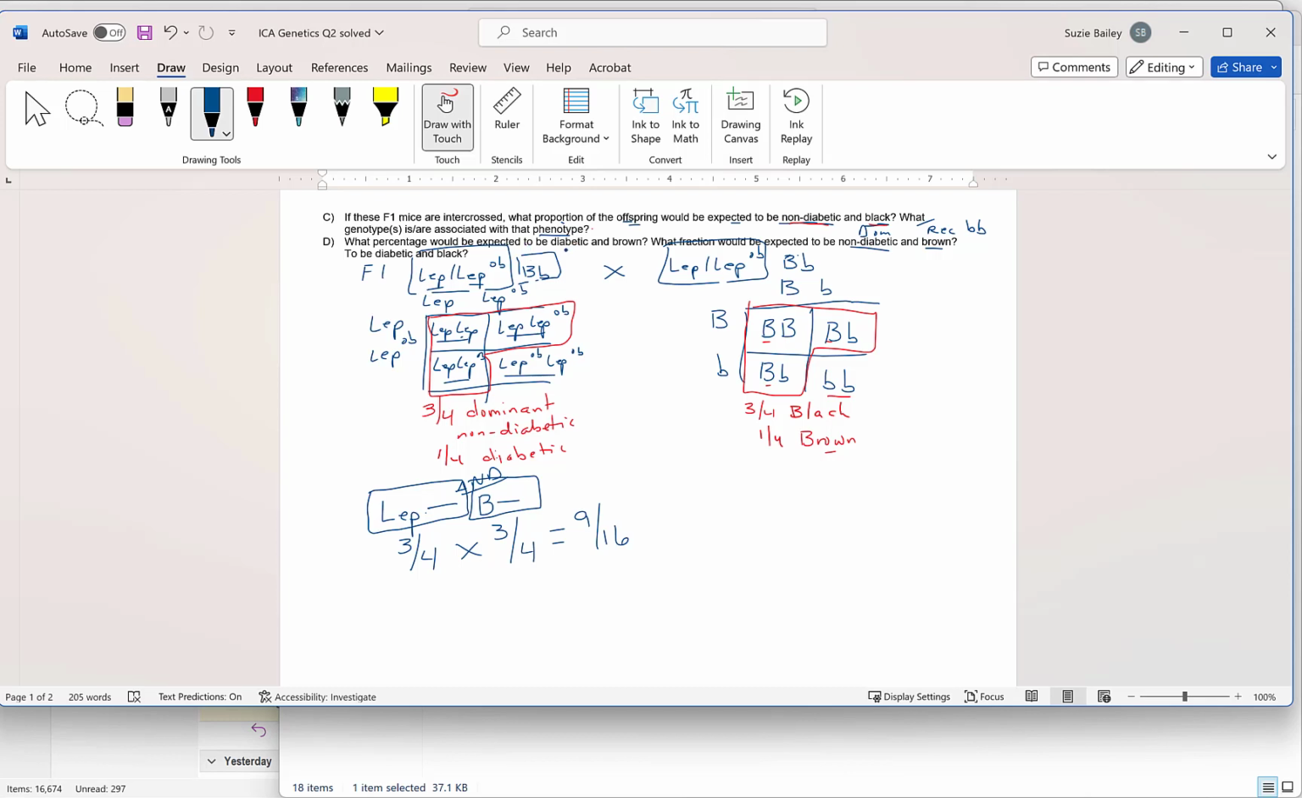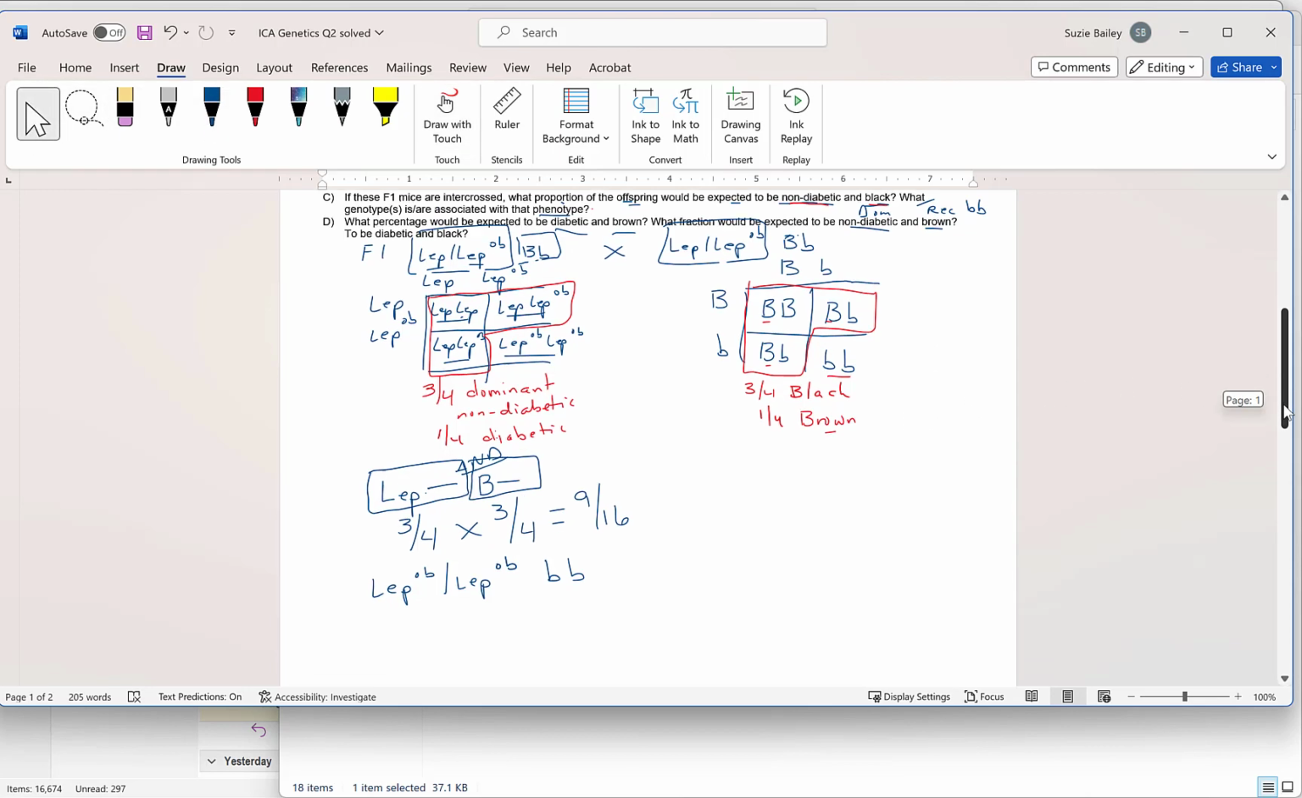What percentage would be expected to be diabetic and brown? So diabetic is the recessive trait, and the genotype that would give us diabetic mice would be homozygous recessive at the leptin gene, and brown also being the recessive trait, we would have to have lowercase b at the B gene.